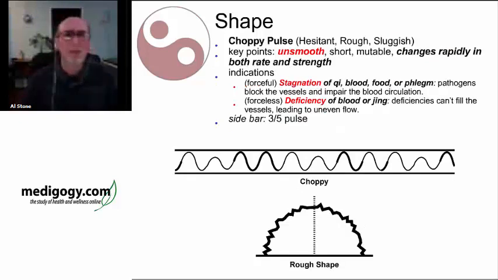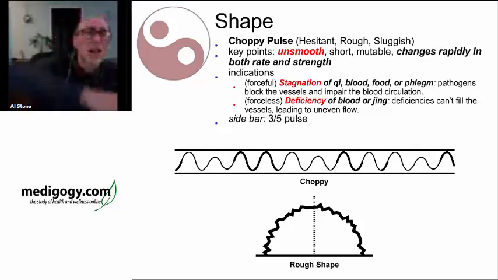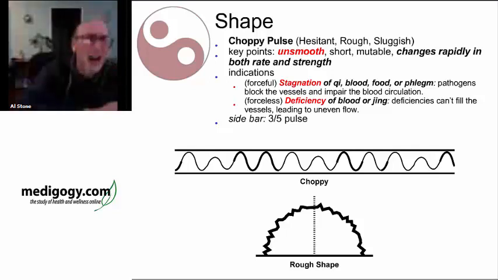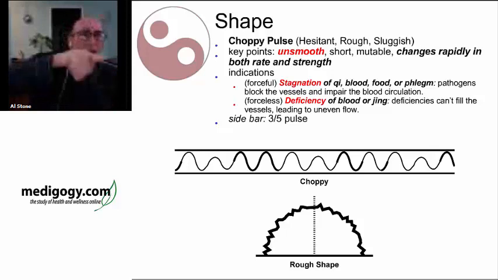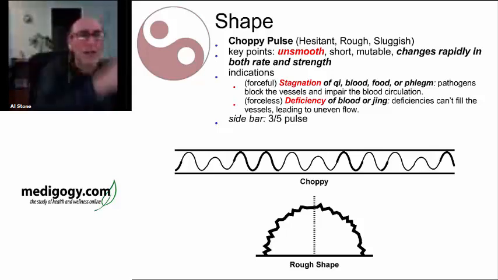The choppy pulse. This is a little funky too. There's a lot of different ways of describing this, and I have not felt them all. But one thing we do know is it is unsmooth. It's not the same every time. One time it's loud, one time it's soft, one time it's kind of slow and weak, the other time it's forceful. And that's what the top diagram there, the rough shape, kind of implies.